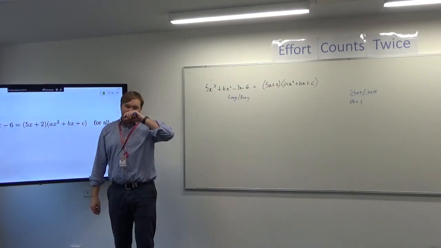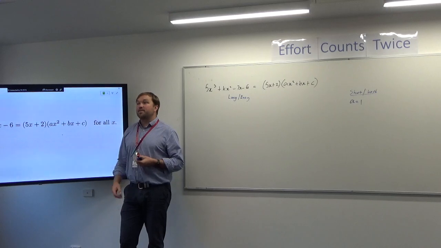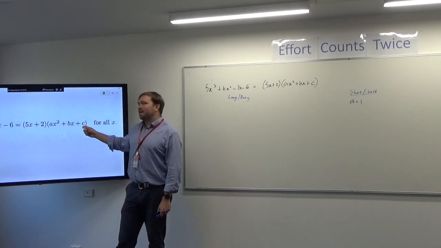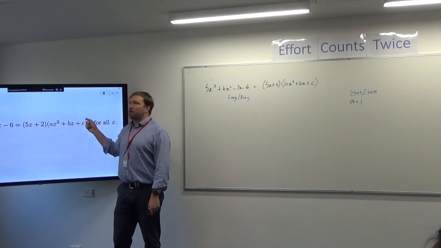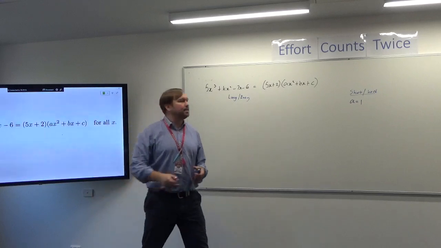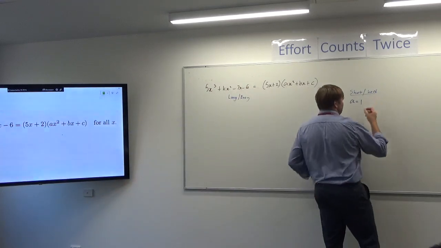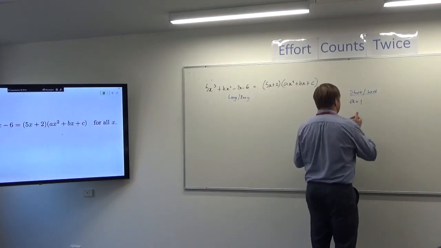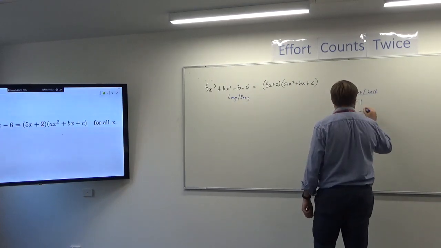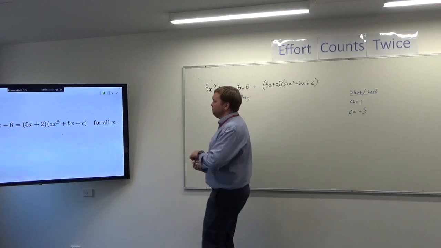Now, how do you get a constant out of this? A constant is where there's no x's involved. 2 times c is the only part of this expansion where no x's will appear. Given that, what's c? Lovely. C is negative 3. It is negative 3, right? Yeah. Alright.